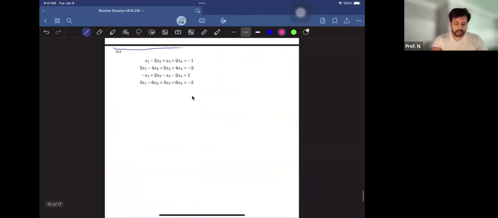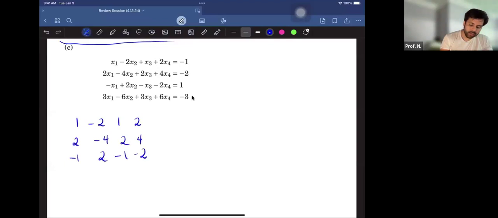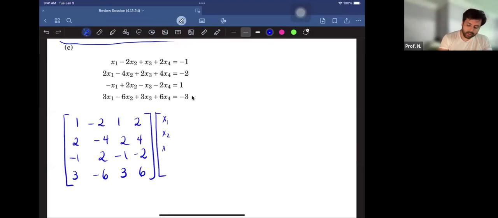So let's look at C and see what goes wrong in this case. I'll do the same thing. The coefficient matrix has rows 1, -2, 1, 2; 2, -4, 2, 4; -1, 2, -1, -2; 3, -6, 3, 6. Then X1, X2, X3, X4, and this will equal -1, -2, 1, -3.